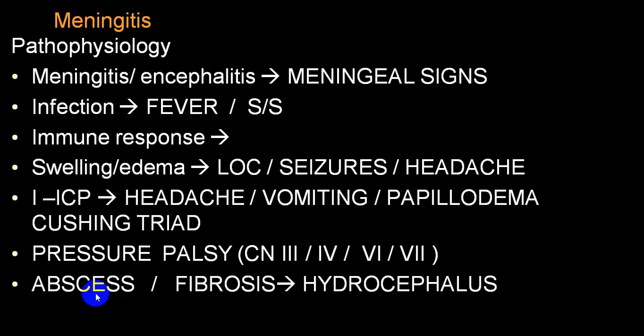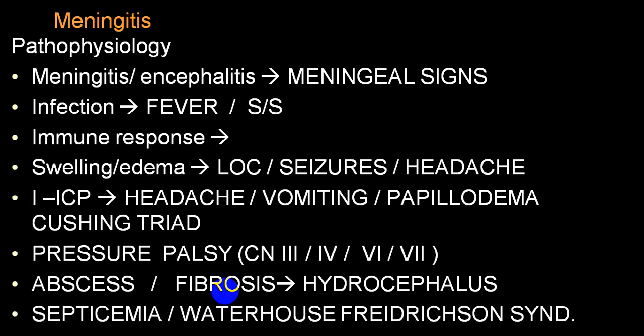You can have bacterial meningitis converted into an abscess, and when it ends up with fibrosis, fibrosis is more common with tubercular meningitis rather than bacterial meningitis. So if the fibrosis results, the CSF drainage is affected and it can end up with hydrocephalus.